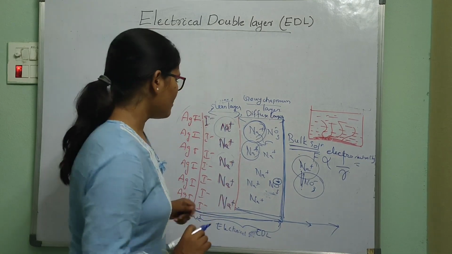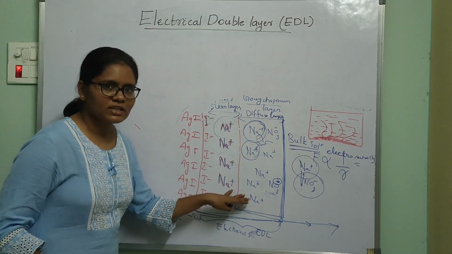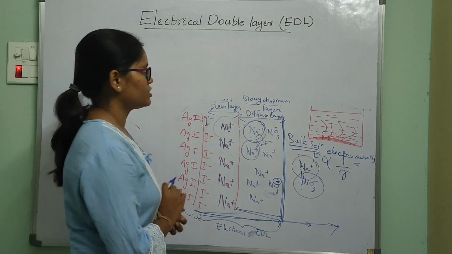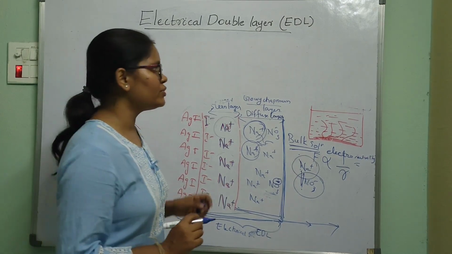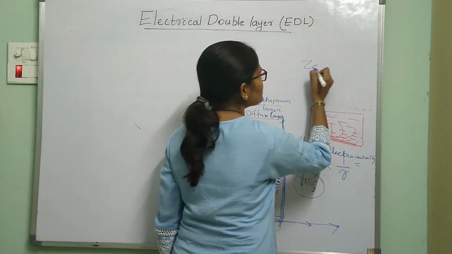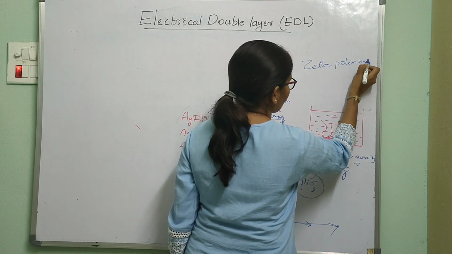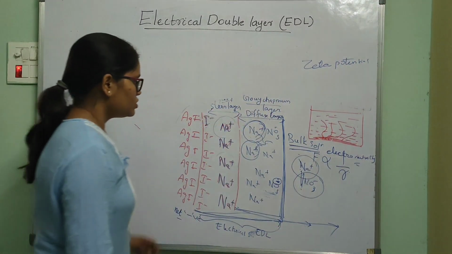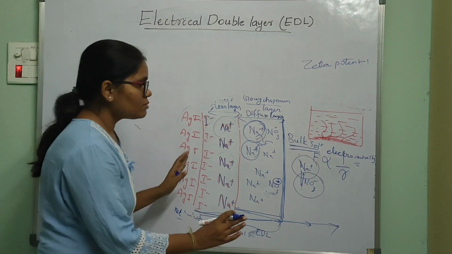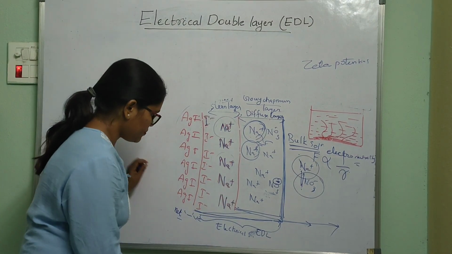Now we will see why this electrical double layer is important for colloidal solutions. But before that, we need to understand one thing, that is zeta potential. So what is zeta potential in the electrical double layer?